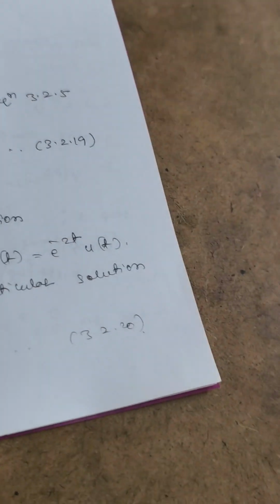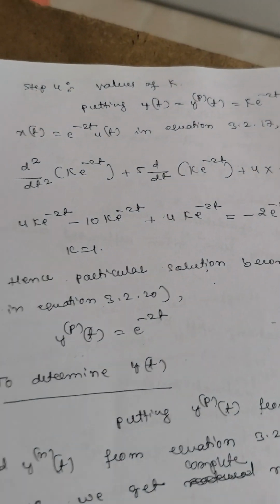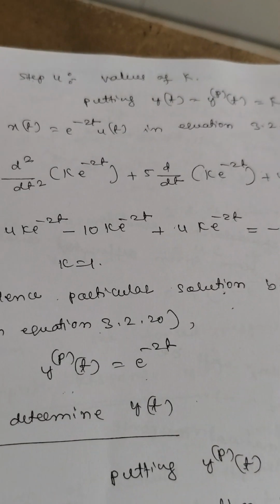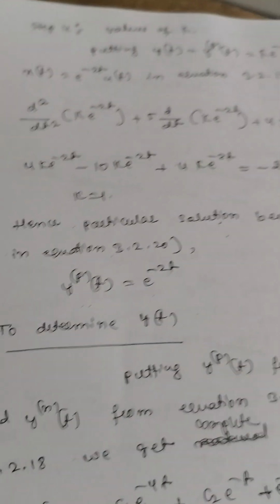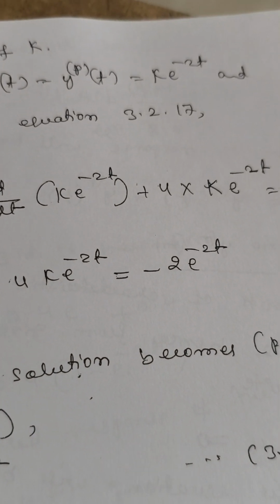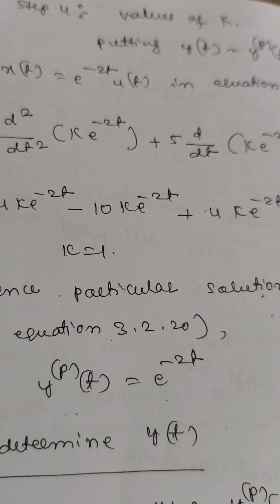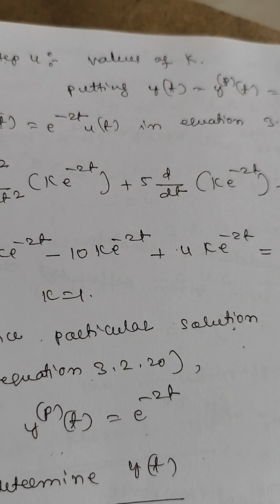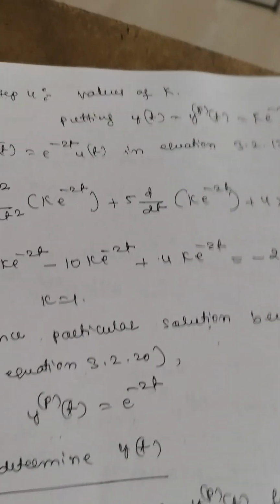Next we will find the value of k. What is the value of k? Here, step number 4, value of k. Let's find out how we can find the value of k. Putting y(t) equal to y_p(t) equal to k into e raised to minus 2t and x of t equal to e raised to minus 2t in the equation, then you will find out.